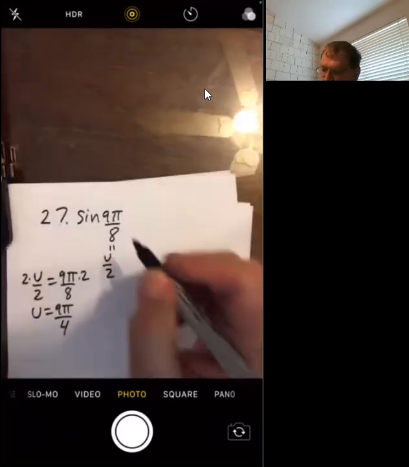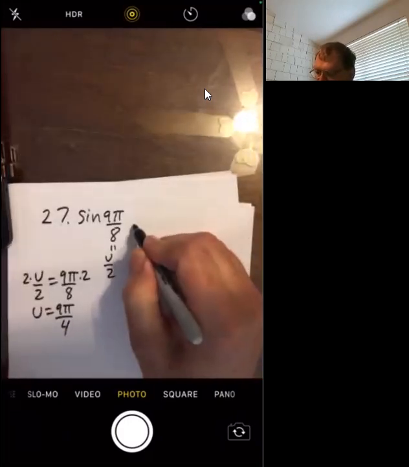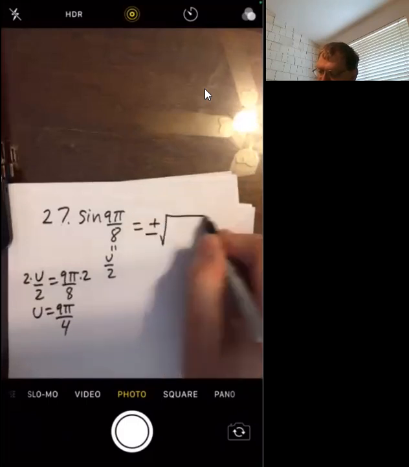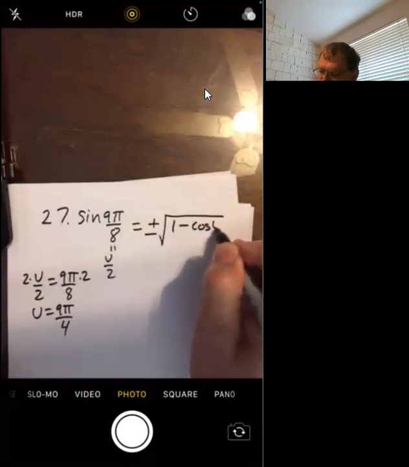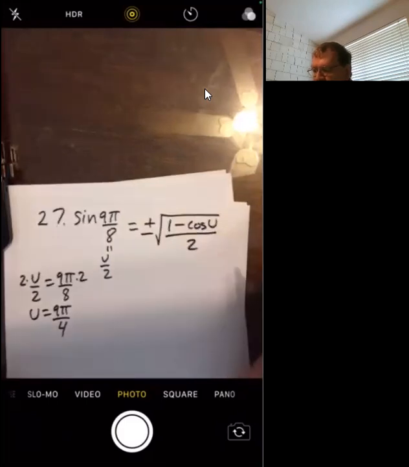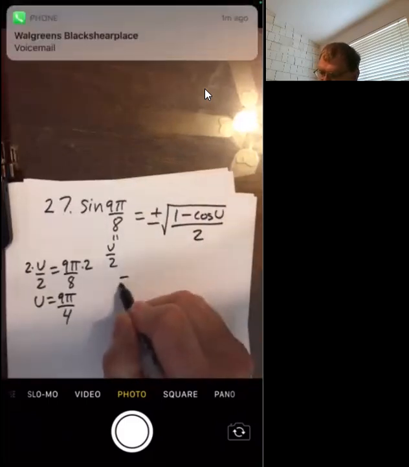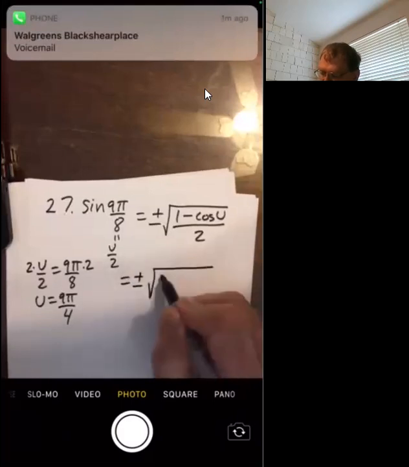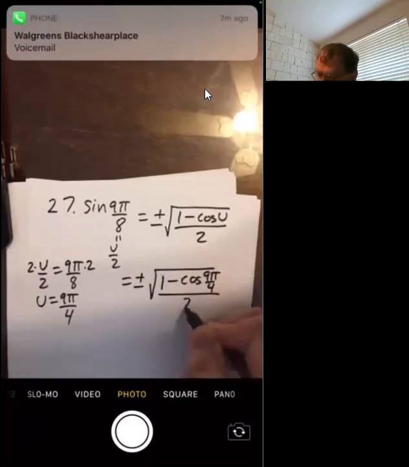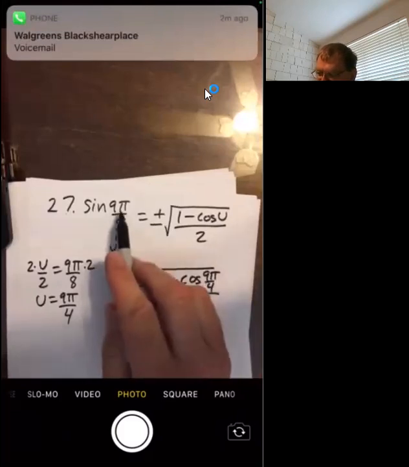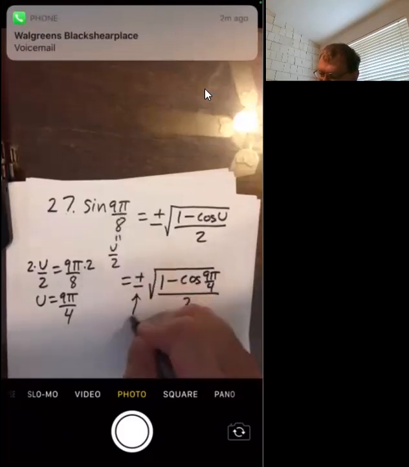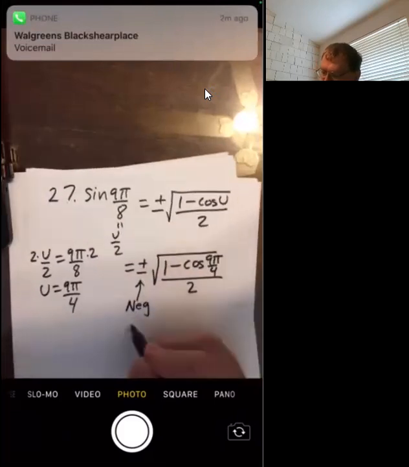Okay, if you remember, your formula would go plus or minus big square root of 1 minus cosine u divided by 2. So you would get plus or minus big square root of 1 minus cosine of 9 pi over 4 divided by 2. Let me think. 9 pi over 8 is going to be third quadrant. This is going to be negative, quadrant 3.